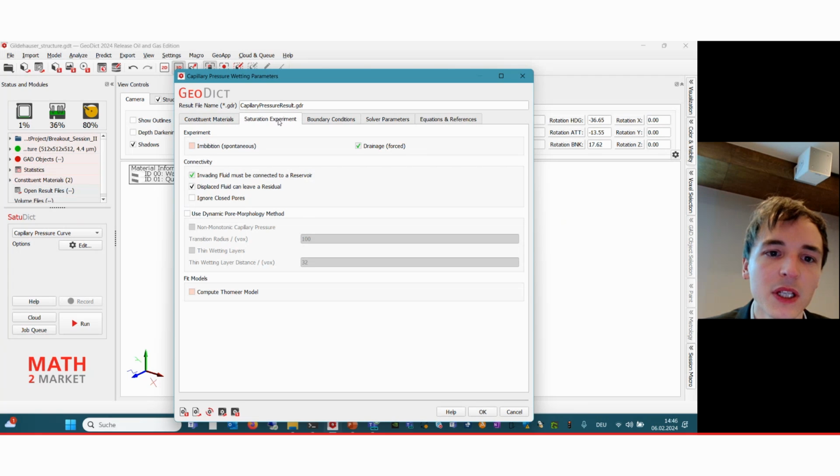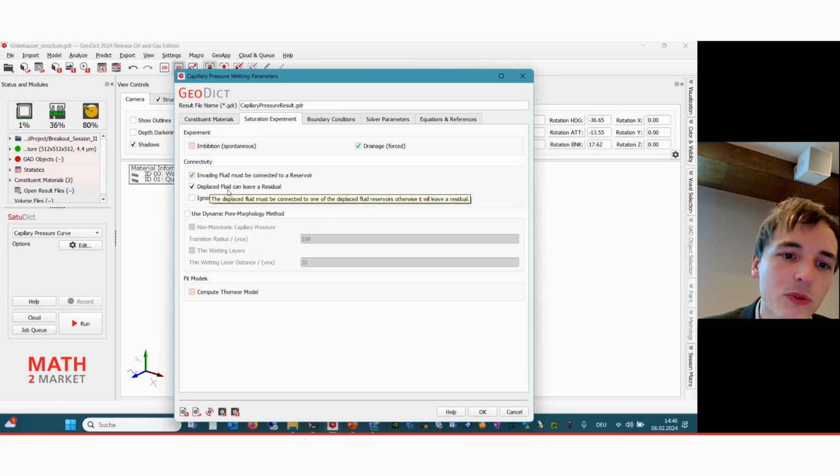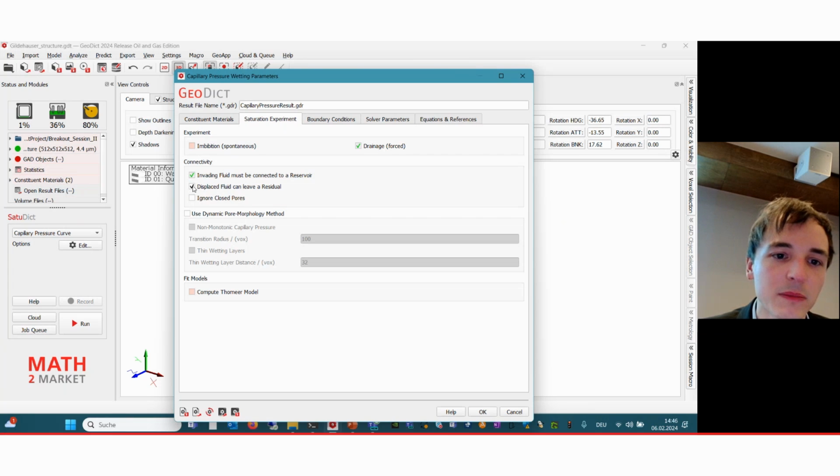If I move to the next tab, SatuDict automatically detects which kind of experiment you want to run. So I cannot click one of these checkboxes here. These checkboxes are set automatically by SatuDict, and it also detected that it is a drainage in the forced regime that I want to simulate. I can check the checkbox here for having my displaced fluid leave a residual, which means I would have irreducible water saturation after my simulation. So I want to have this checkbox checked.